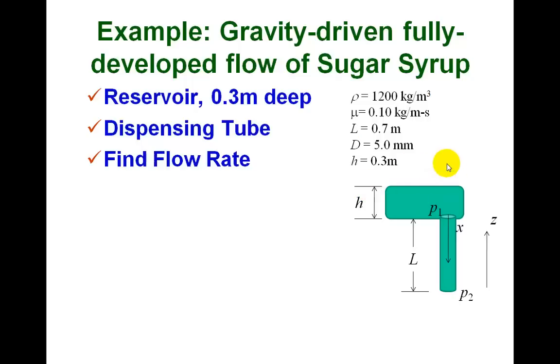And so in that tank then the sugar syrup is delivered through an entrance into a pipe or a tube, and then that's going to be dispensed at the bottom onto some kind of moving or conveyor belt of sticky buns or donuts or something like that.